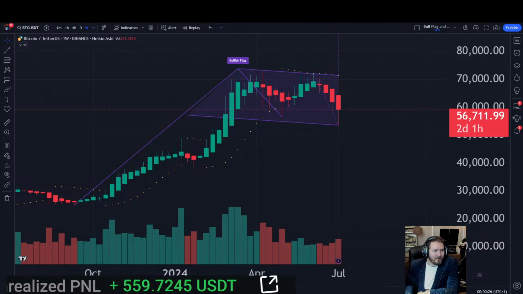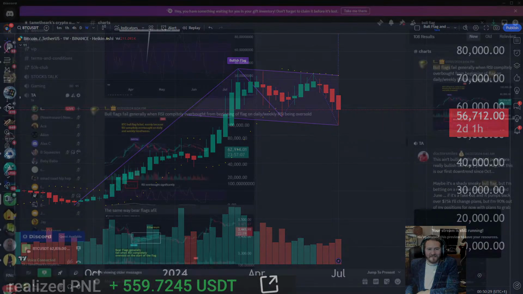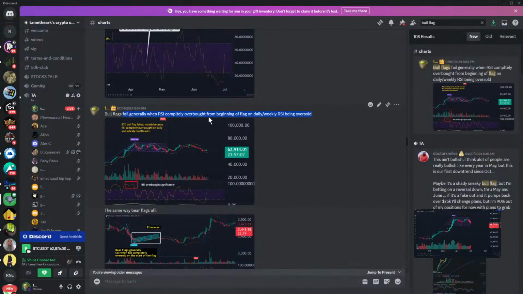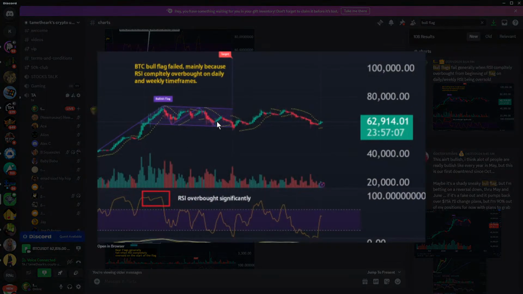Great. I already talked about this in the Discord. So I said bull flags generally fail when RSI is completely overbought from the beginning of the flag on daily, weekly RSI being oversold. So if we look right here, this was that bull flag that we were forming on Bitcoin. This is the data that we had.